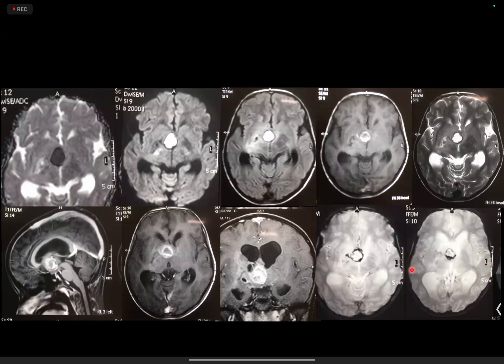Ma'am, in the suprasellar region, there is a heterogeneous lesion. The pituitary is seen separately from the lesion. It is extending into the floor of the third ventricle with dilatation of the left more than the right lateral ventricle.